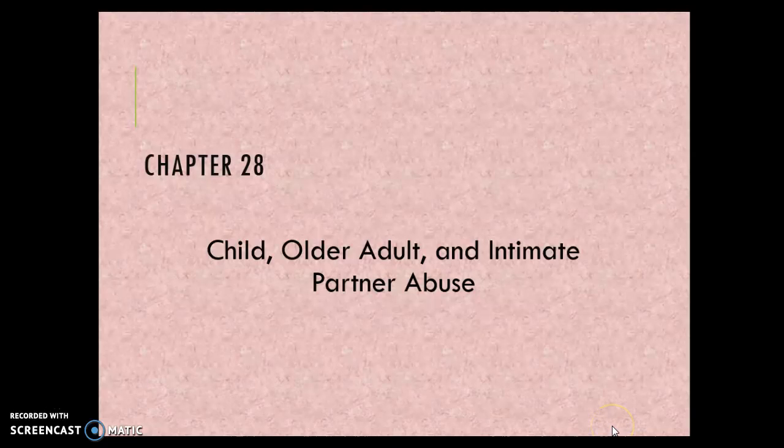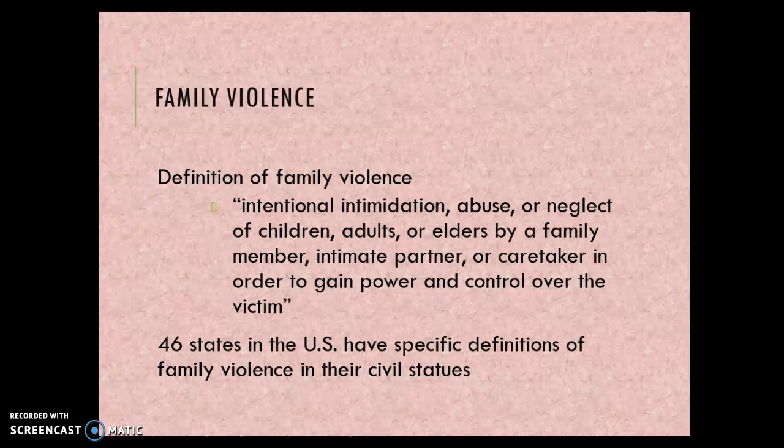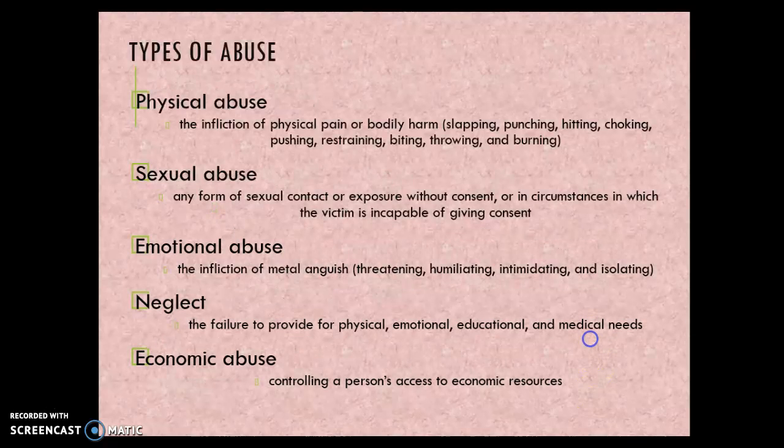Chapter 28, Child, Older Adult, and Intimate Partner Abuse. So family violence, the definition from your book is intentional intimidation, abuse, or neglect of children, adults, or elders by a family member, intimate partner, or caretaker in order to gain power and control over the victim. So 46 states in the United States have specific definitions of family violence in their state civil statutes.